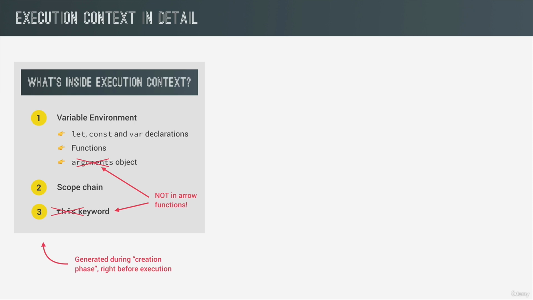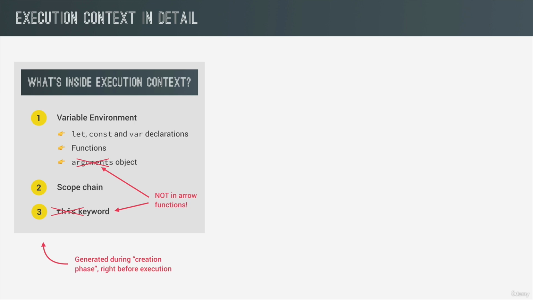Instead, they can use the arguments object and the this keyword from their closest regular function parent. And this is an extremely important detail to remember about arrow functions, and we will come back to it later. So these are the things that are necessary to run each function, as well as the code in the top level. Now, behind the scenes, it's actually even more complex, but I think we're fine like this, aren't we?